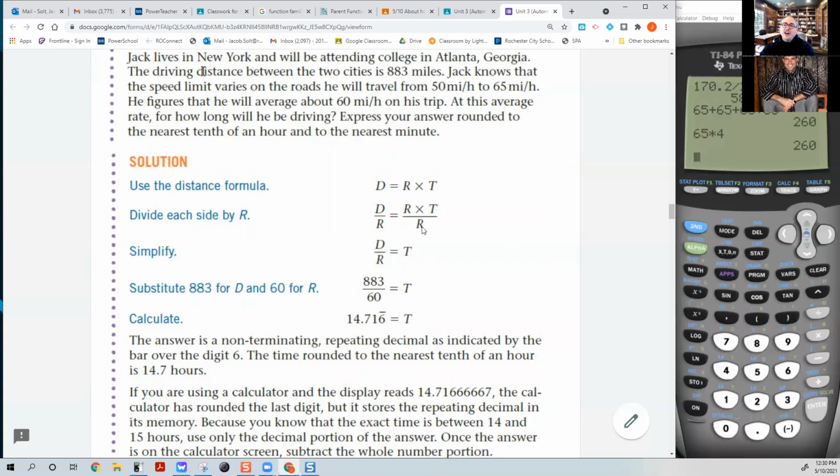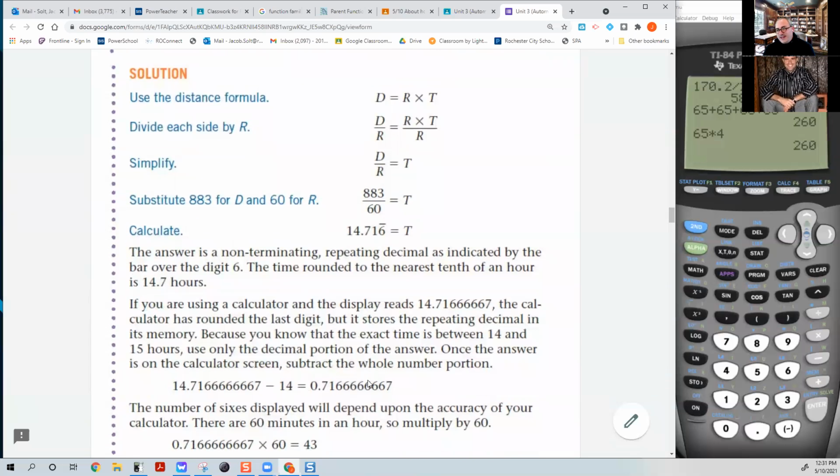They say start with dividing by R on both sides of the equation, because if I'm taking R times T here and I divide by R, this R cancels that R, right? Which leaves me with just T on one side. But then if I divide by R on this side of the equation, I've got to do it on this side. Therefore, I know that D divided by R equals T, and then they stick their numbers in.